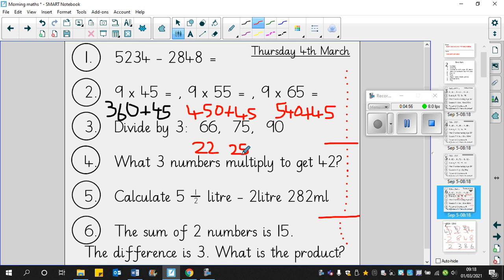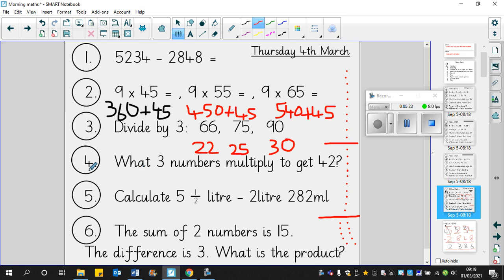And then 90, we've got 90 divided by 3. Well, we got to 75 here, so 78, 81, 84, 87, and 90. So that's another 10 lots of 3. So we've got 10 there, 10 there, and 10 there. So that is 30. So 90 divided by 3 is, of course, 30.